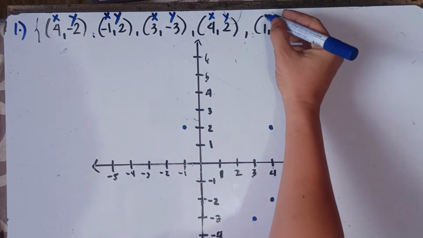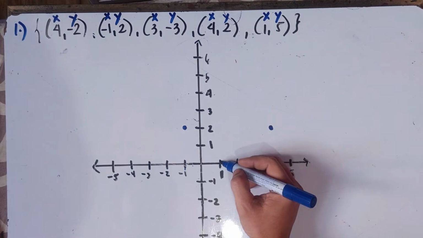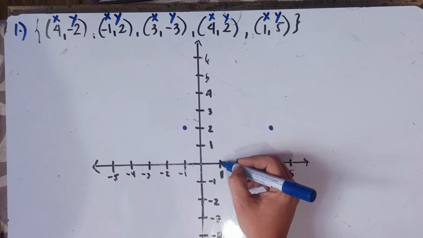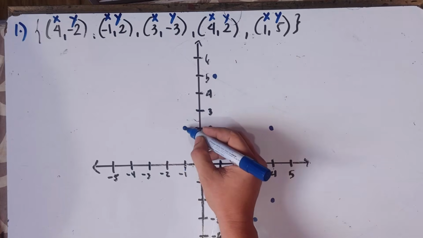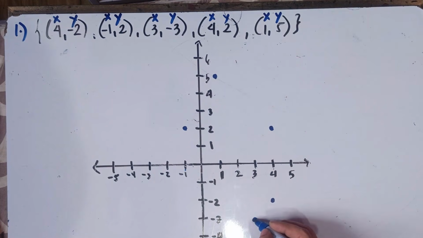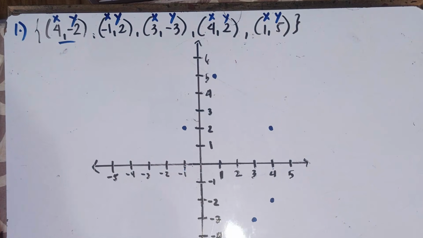Next one, we have x, positive 4, and then y is positive 2. Positive 4 for x, y is positive 2, so this one right here. Alright, and then x is positive 1, and then y is positive 5. This one right here. Alright, and then simply connect the points, class. Once again, you start with 4 and then negative 2.